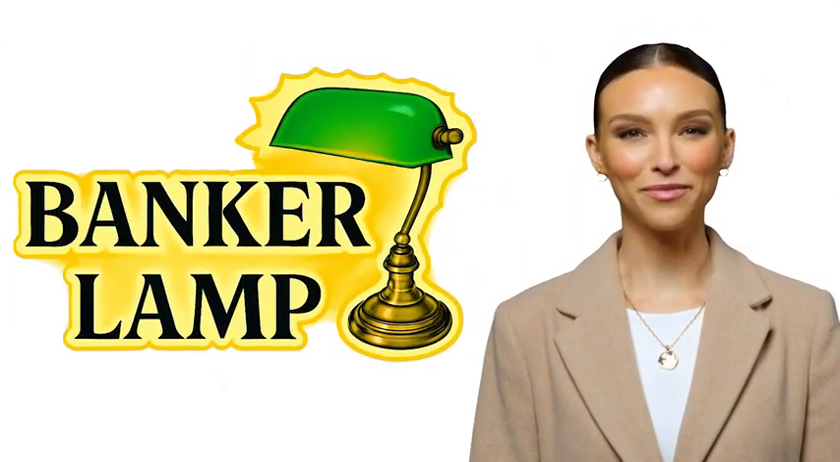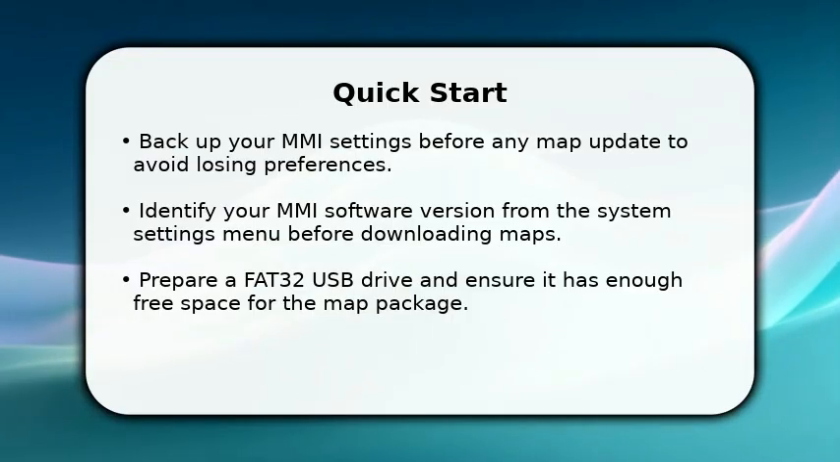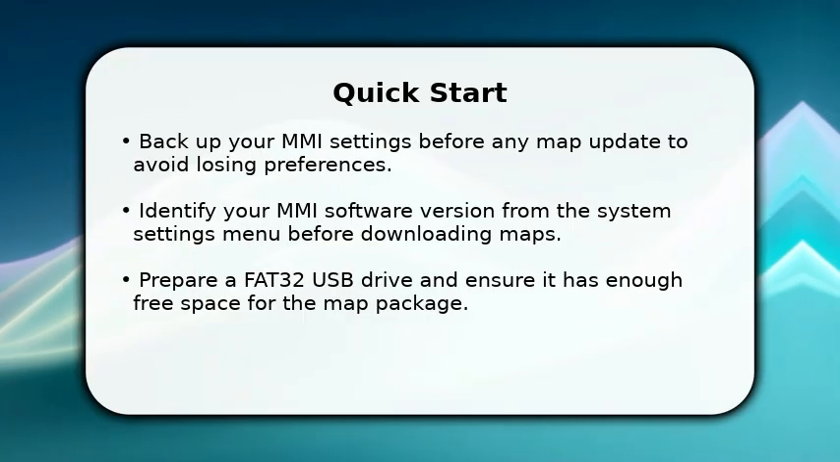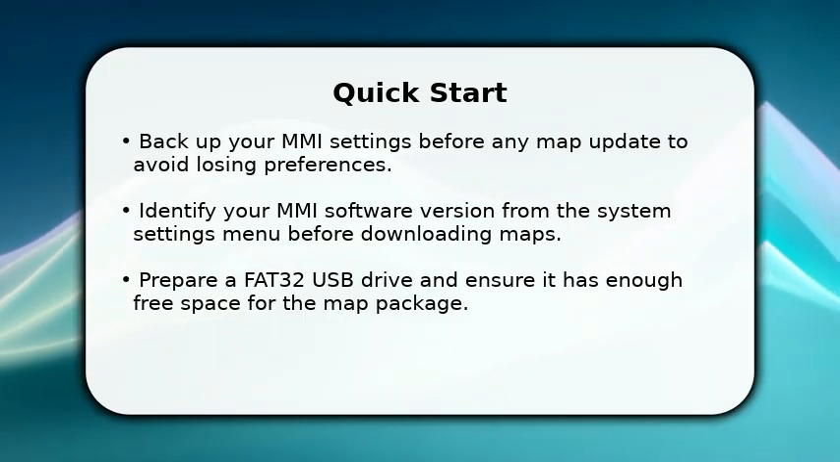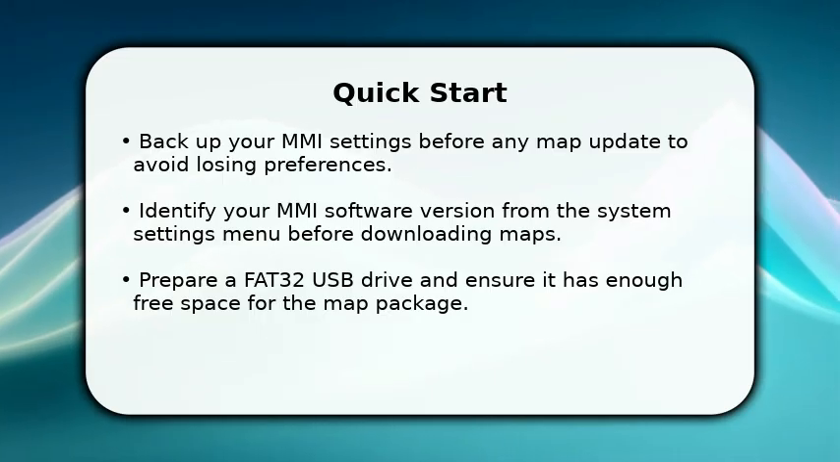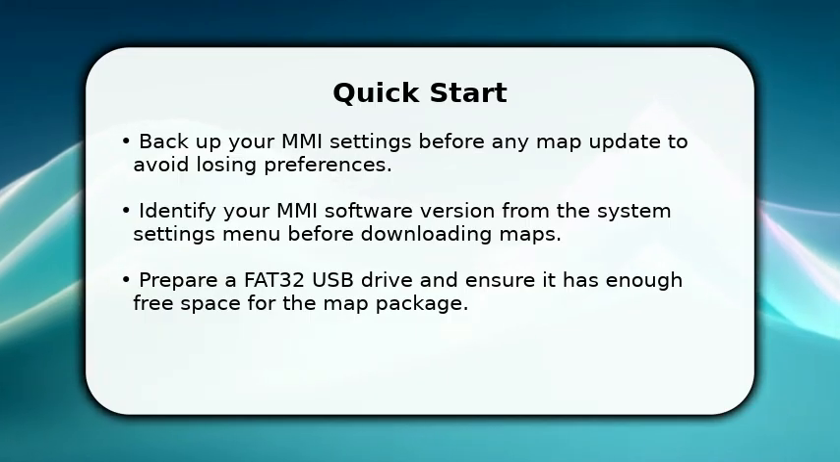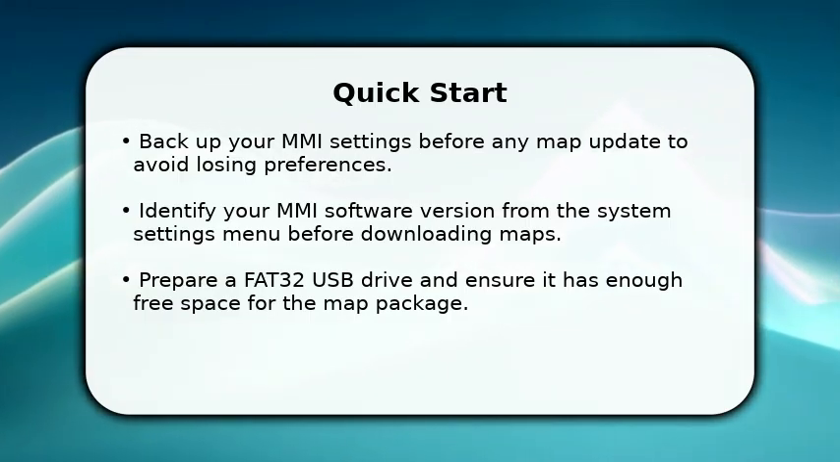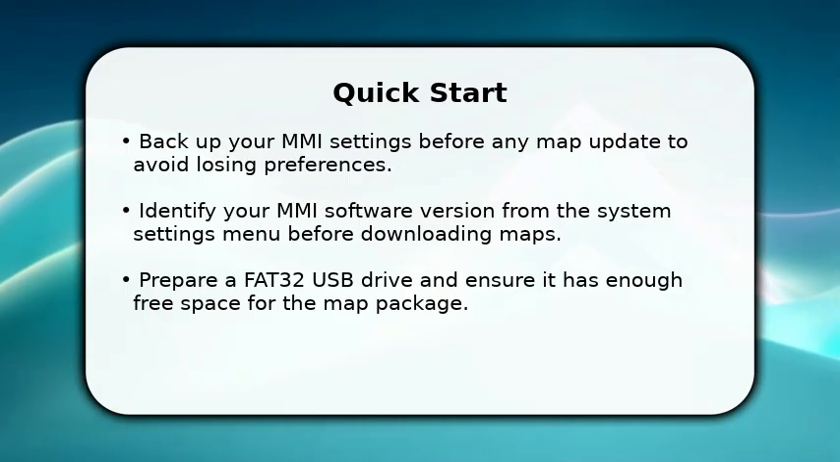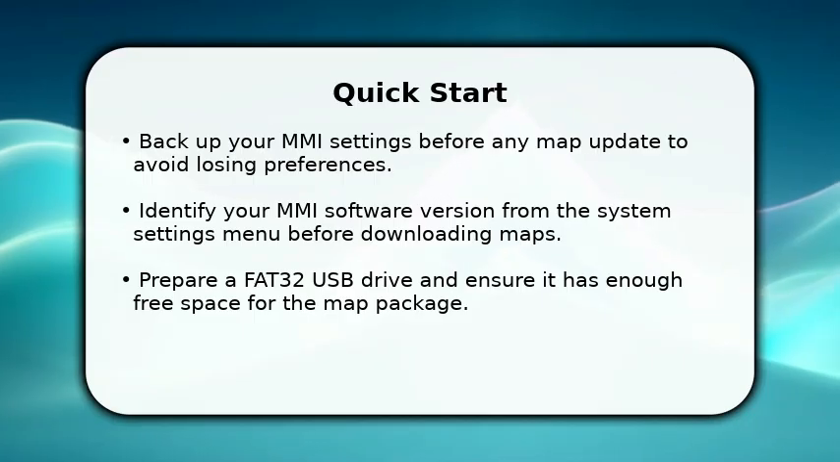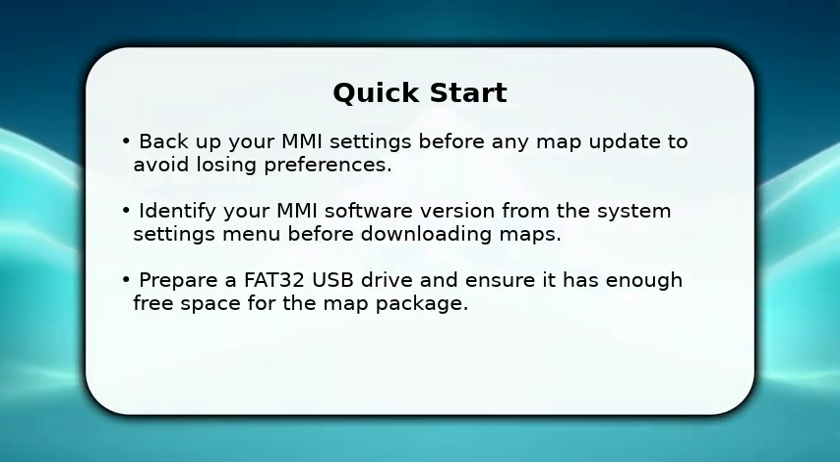Please enjoy the video. In this video, I will explain how to update Audi Q5 navigation maps, a full guide. Begin by backing up your settings, find your MMI software version, and download the correct map package to a FAT32 USB drive. Verify file integrity and follow the on-screen MMI prompts to install maps. Wait for completion, then verify new map data and restore settings. If you hit errors, retry with a different USB port or consult Audi support.